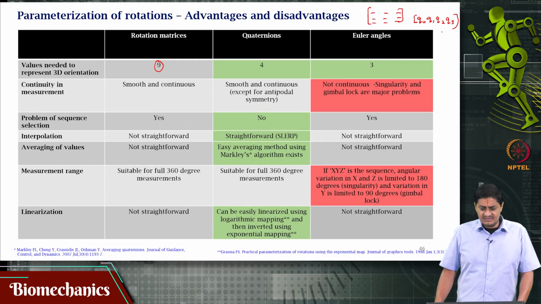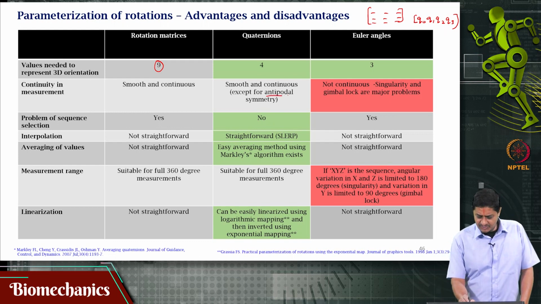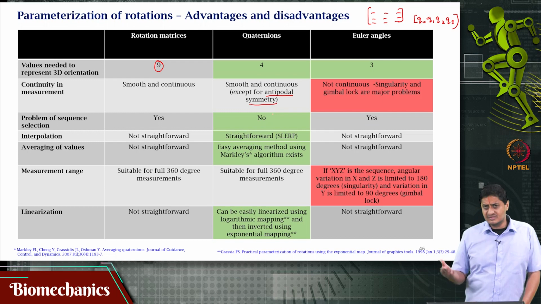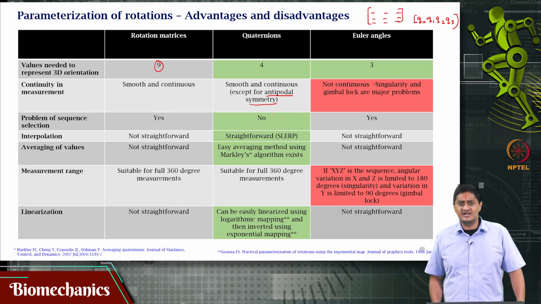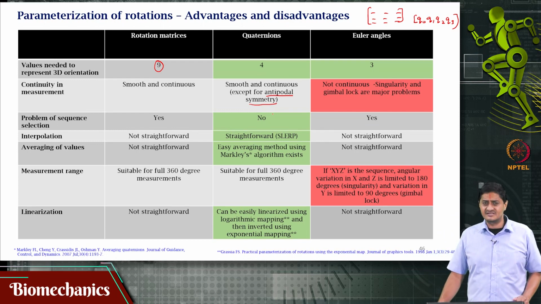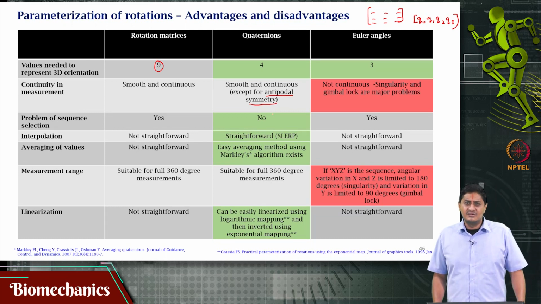Rotation matrices will update smoothly and continuously from measurement systems. In quaternions the measurement is relatively smooth and continuous, except when there is the antipodal symmetry problem. Do check what this is, a relatively advanced concept. I am leaving it as an exercise for you to check, but the point is that it is not a major or critical issue. It happens, but it is not a huge problem.